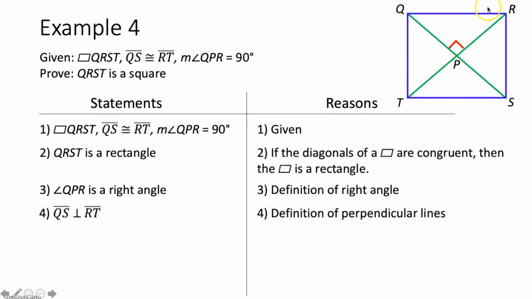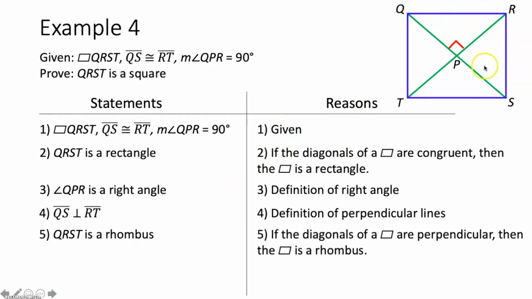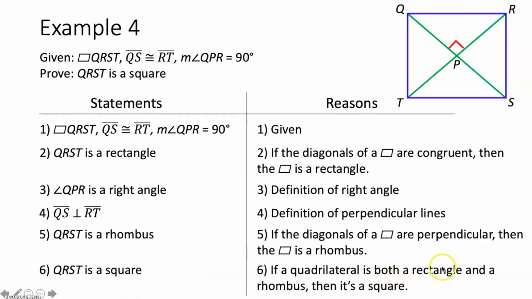Next, because we have shown that this parallelogram, QRST, has perpendicular diagonals, we can then say parallelogram QRST has to be a rhombus. And the reason for that is if the diagonals of a parallelogram are perpendicular, then the parallelogram must be a rhombus. Now, we've shown that QRST is a rectangle and QRST is a rhombus. Therefore, QRST must be a square. And that is because if a quadrilateral is both a rectangle and a rhombus, then it's a square. And you're done.